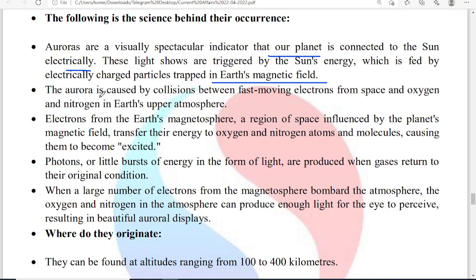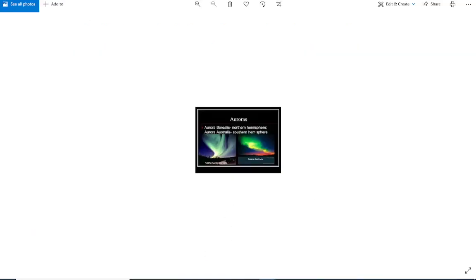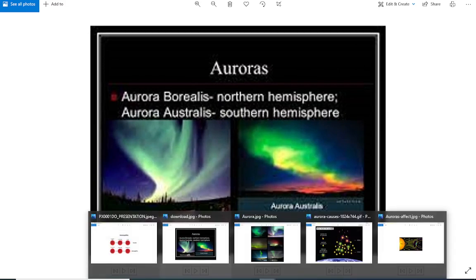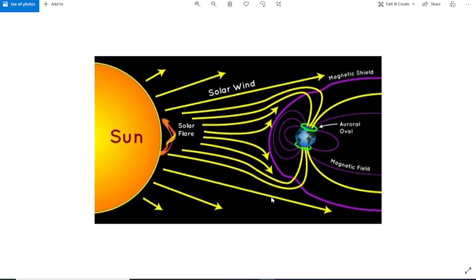When fast moving electrons collide with the atmospheric particles in our atmosphere, that is, collisions between the fast moving electrons and the oxygen and nitrogen of the earth's upper atmosphere, these oxygen and nitrogen will get excited. If you see this, there are two types: aurora borealis in the northern hemisphere and aurora australis in the southern hemisphere, two different peaks. Please observe this.